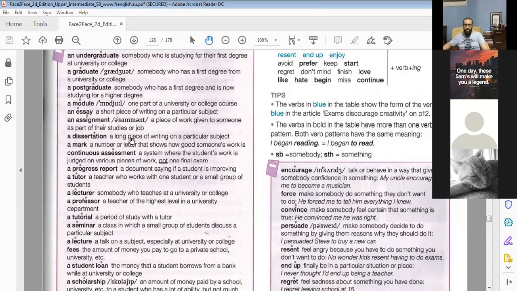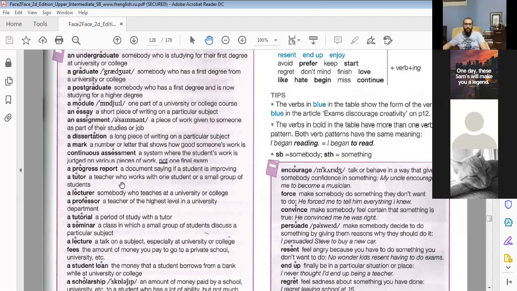A dissertation is a long piece of writing on a particular subject. Here, I think the definition is not very specific, because usually you don't write a dissertation unless you're doing the final part of your master's or PhD. That's called a dissertation. Mark, continuous assessment, progress report. I think we know what it is.